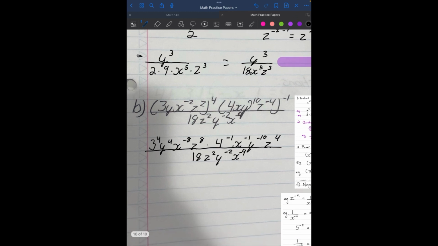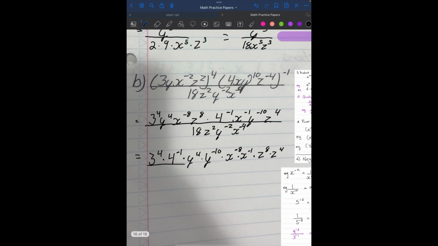Now we're going to reorder the terms. So we can have 3 to the power 4 times 4 to the power negative 1 times y to the power 4 times y to the power negative 10 times x to the power negative 8 times x to the power negative 1 times z to the power 8 times z to the power 4 over 18 z squared y to the power negative 2 x to the power negative 9.